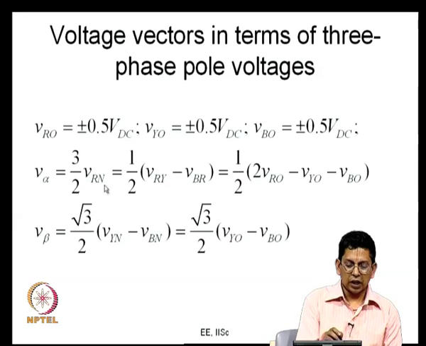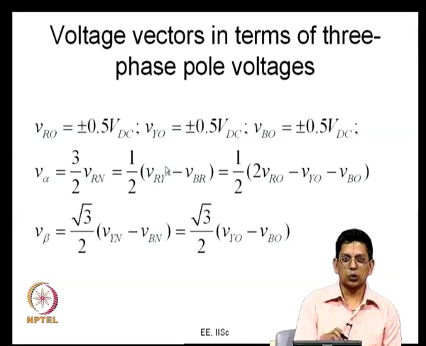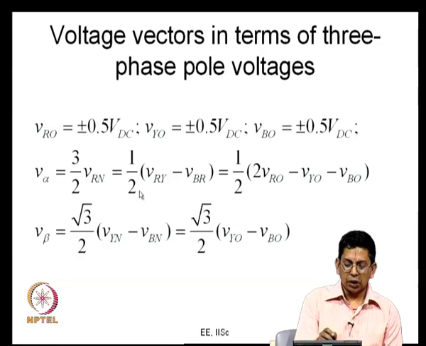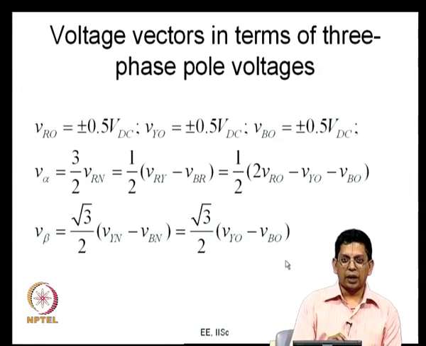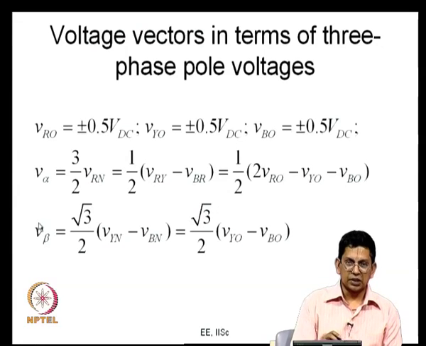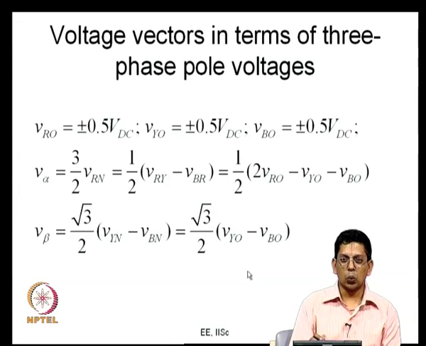So, Vrn can be replaced in terms of Vry and Vbr, the line to line voltages shown here. They in turn can be replaced in terms of the pole voltages as shown here. So, this is V alpha in terms of pole voltages, this is V beta in terms of pole voltages, and you can see that V beta is independent of VRO. So, this is something that you have here.